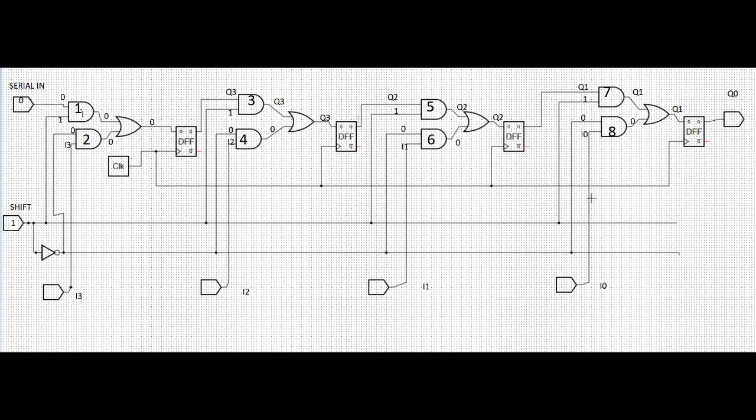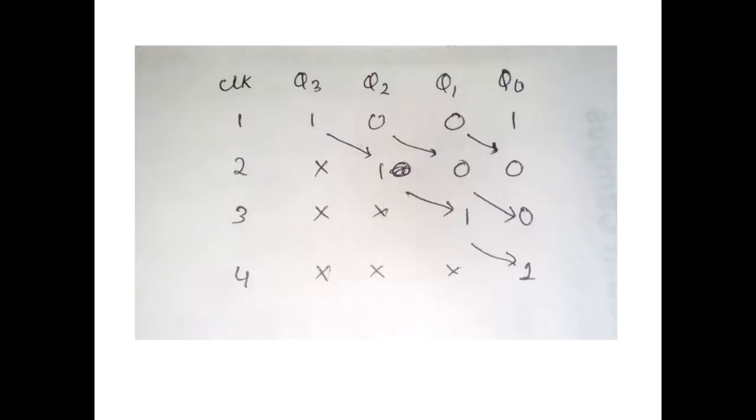Note that the output of the previous D flip-flop is fed as input to the next D flip-flop in all the cases, like Q2 is fed as the input of this D flip-flop and Q1 as the input of this D flip-flop. Now we have reached the simulation part of the circuit.